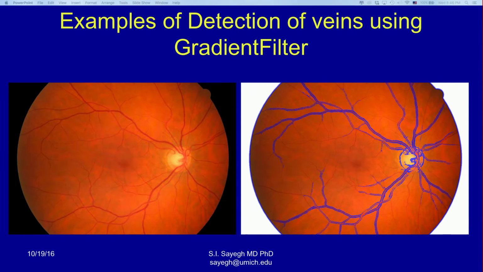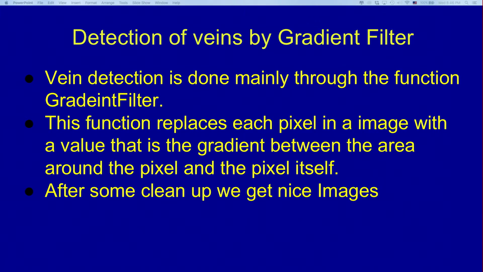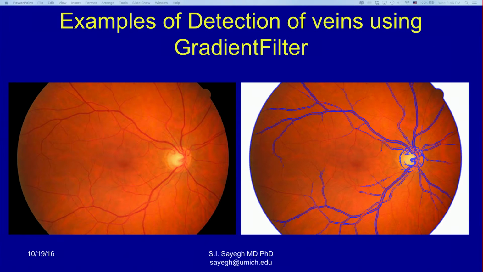And to do that, we use GradientFilter, which is one of the functions available in Mathematica, which is almost like a derivative, kind of, in mathematics, where it will tell you what the change is in the brightness. So you take one pixel and compare it to the brightness of the area around it and see what the change is. And then it creates a new image with each pixel being the change of the brightness from the area around it. So if we clean this up and then overlay the picture, we can get an outline of the veins of the eye.